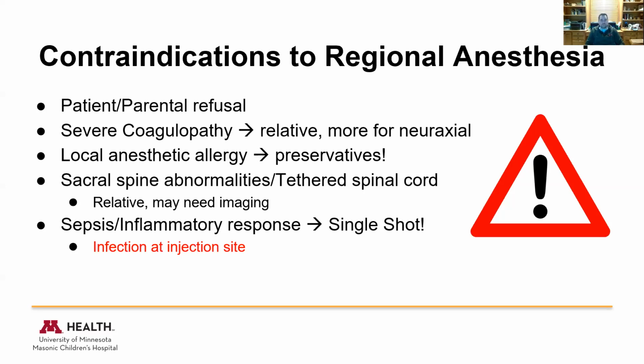Patients might have spine abnormalities or a tethered spinal cord. This is also a relative contraindication. We just should have imaging before we do any pokes there to make sure there is a way to get there safely. And then if a patient has sepsis or an inflammatory response, we typically try to avoid catheters in these cases, but single shots are often okay to use. If obviously there is an infection at the site where we plan to inject, that is an absolute contraindication.